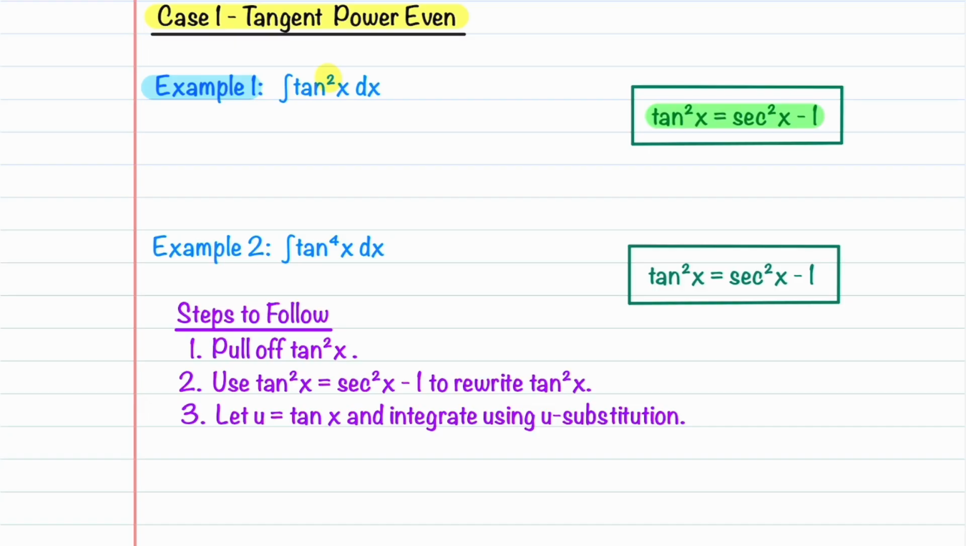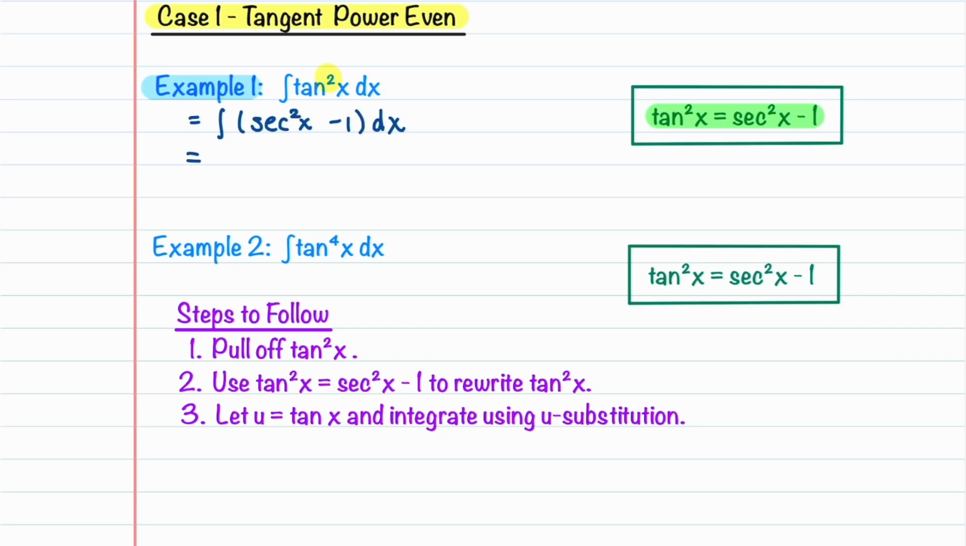The reason that we have to use this identity is we know the integral of secant squared, but we don't know the integral of tangent squared. Let's go ahead and make this substitution. We have the integral of tangent squared is now the integral of secant squared x minus 1 dx.